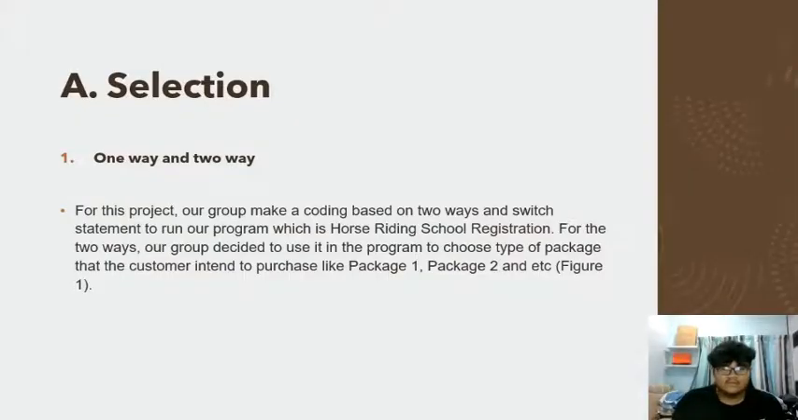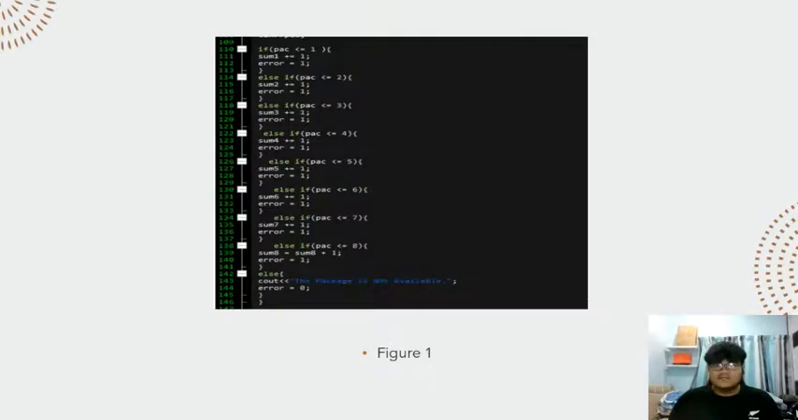So for the selection, one way and two way, for this project, our group made the code based on two ways and a switch statement to run our program, which is the horse riding school program. For the two ways, our group decided to use it to choose the type of package that the customer intends to purchase, like package 1, package 2, and so on. So this is the example for the two ways selection.